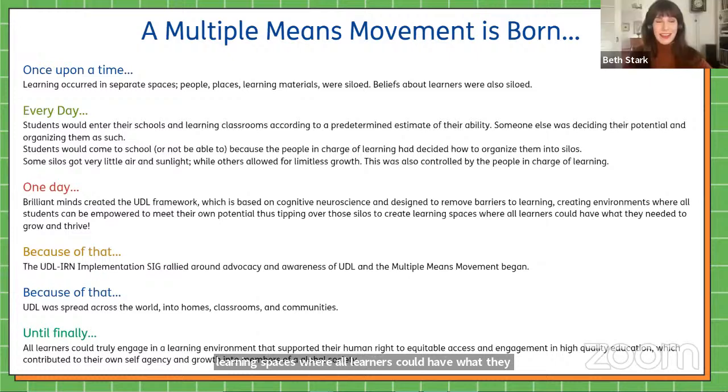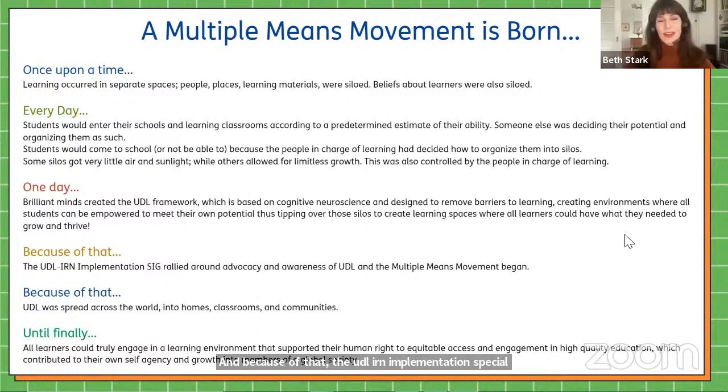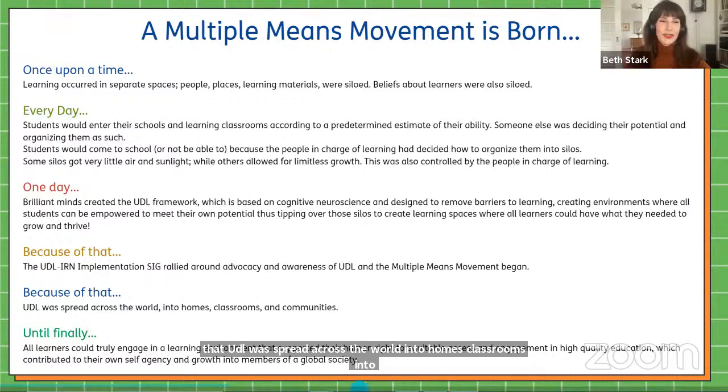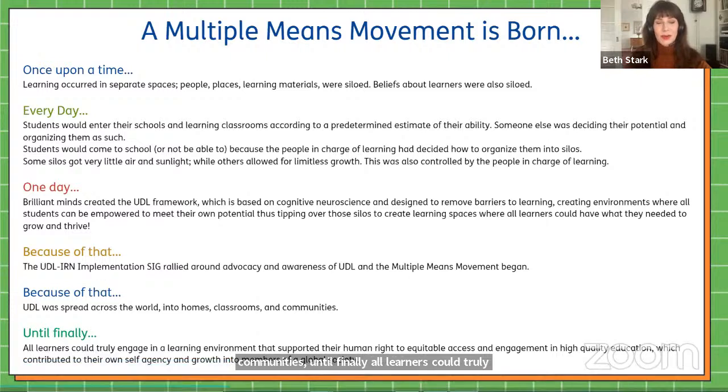And because of that, the UDL IRN implementation special interest group rallied around advocacy and awareness of UDL, and the multiple means movement began. Because of that, UDL was spread across the world into homes, into classrooms, into communities. Until finally, all learners could truly engage in a learning environment that supported their human right to equitable access and engagement in high quality education, which contributed to their own self-agency and growth into members of a global society.